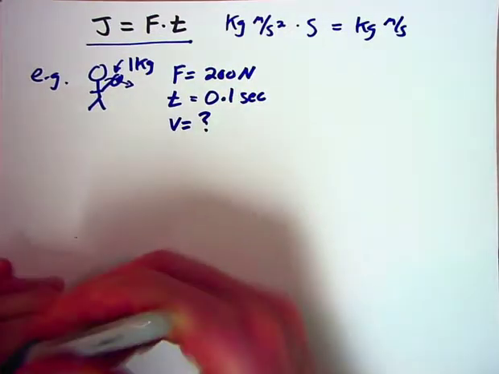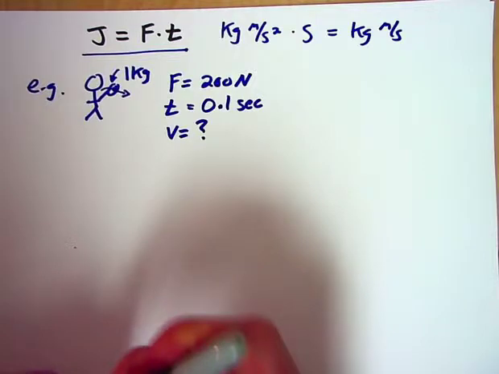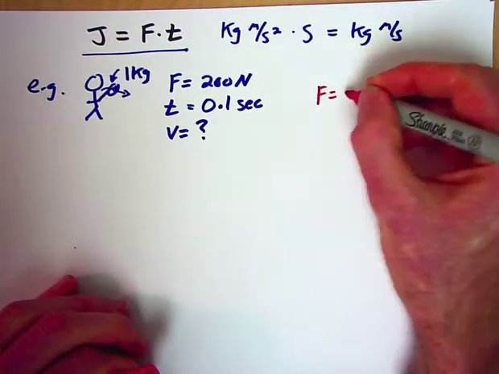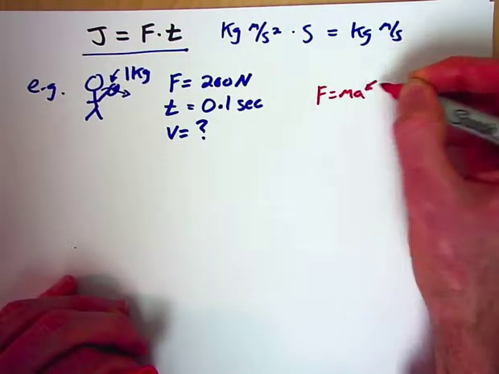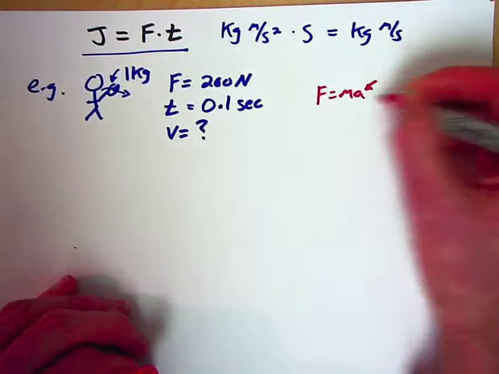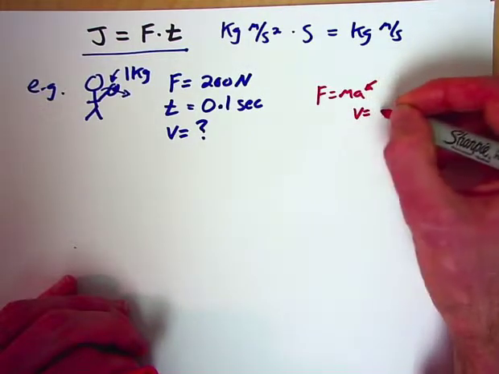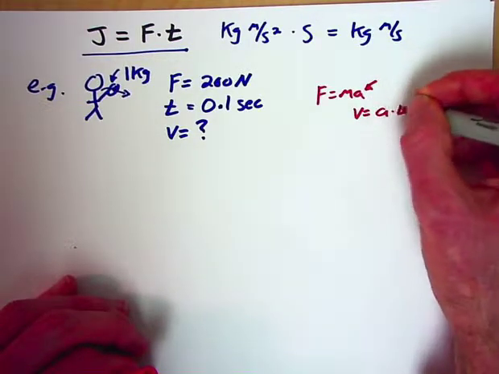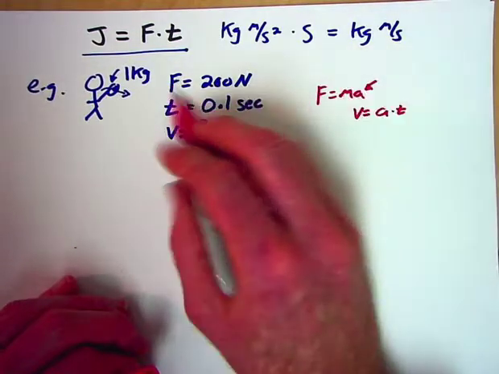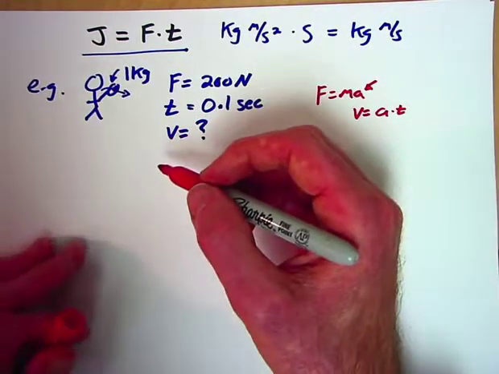Now if we wanted to, we could just go back and do F equals ma. I could find the acceleration of the ball pretty easily, and then from the acceleration of the ball I could do v is acceleration times time. And that works out fine. But we can also do it just with impulse, and it's pretty easy to do.